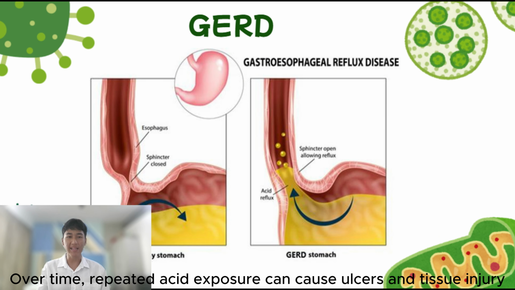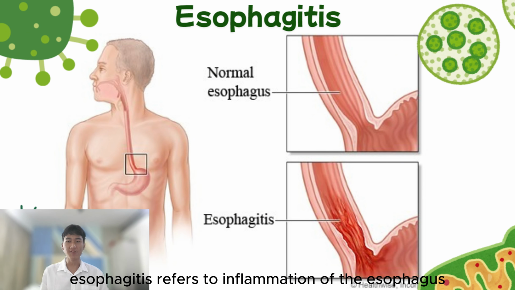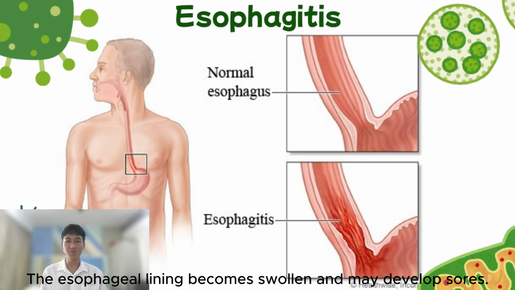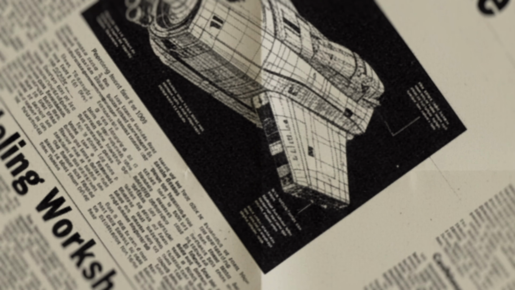The next one is esophagitis. Esophagitis refers to the inflammation of the esophagus. It can be caused by acid reflux, allergies, or maybe infection. The esophageal lining becomes swollen and may develop sores. This leads to pain when swallowing and sometimes bleeding.